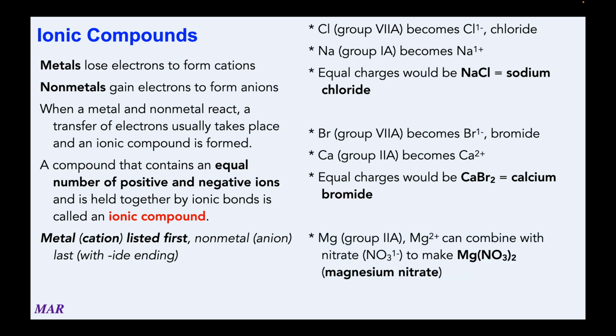You can do the same thing with polyatomic ions. Nitrate is -1, magnesium's +2. So when you make a neutral compound there, you make MgNO3 magnesium nitrate.